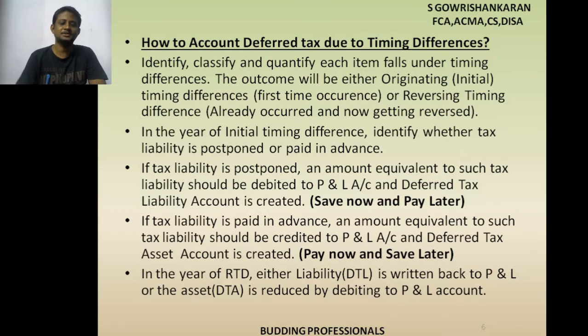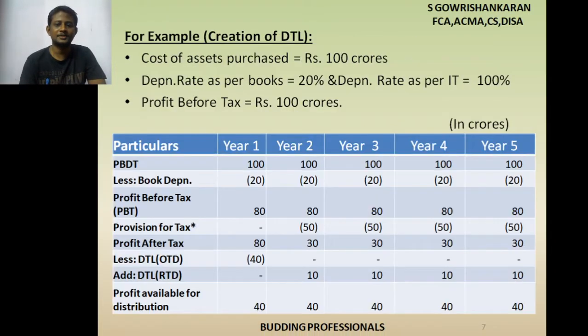Then the final point is, in the year of RTD, that is, in the year of reversing timing difference, either the DTL is written back to P&L account or the DTA is reduced by debiting to P&L account. This also we will understand. Initially we give one effect, and from next year onwards we have to give the reversal effect. That is called reversing timing difference, that is called RTD. We will understand by going through the problem.